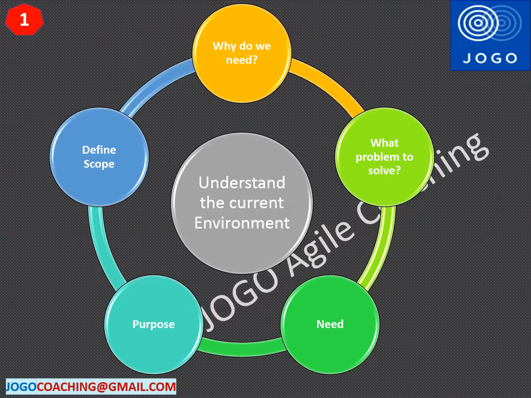The first step you need to follow in the agile transformation is to understand the need for the agile transformation. We should find the answer to the questions to understand the need. The first question is, why do we need the agile transformation? Another question that we should ask to start the agile transformation is, what problem are we trying to solve with the agile transformation?